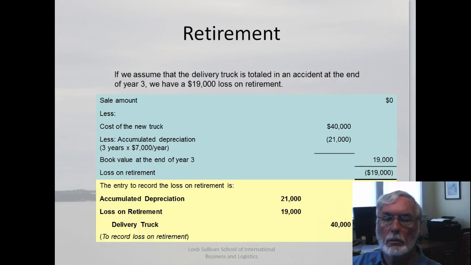In the event of retirement, when we put it out in the dooryard, the same thing happens, except in this case we sell it for $0. So retirement means we're not selling it, we're just putting it in the dumpster or in the dooryard or in the back room or whatever. We're no longer using it, so we have to get it off the books. It's no longer a useful asset, but we are going to sell it or retire it for $0. So in this case we have a $19,000 loss. So we get rid of the depreciation, we get rid of the delivery truck, and we record a $19,000 loss. Those are both pretty straightforward.